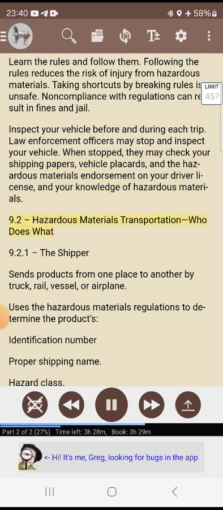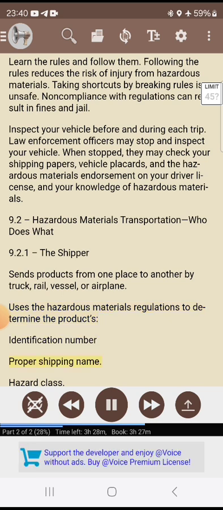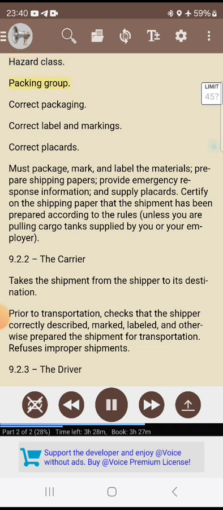9.2 Hazardous materials transportation. Who does what? 9.2.1 The shipper sends products from one place to another by truck, rail, vessel, or airplane. Uses the hazardous materials regulations to determine the products' identification number, proper shipping name, hazard class, packing group, correct packaging, correct label and markings, and correct placards. Must package, mark, and label the materials, prepare shipping papers, provide emergency response information, and supply placards.